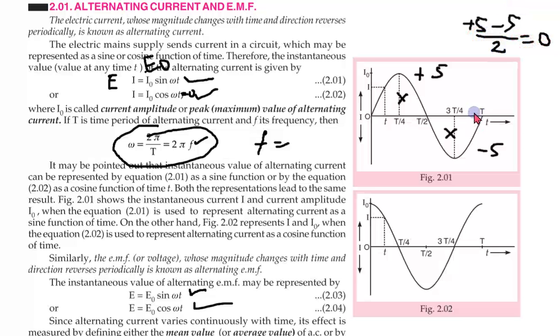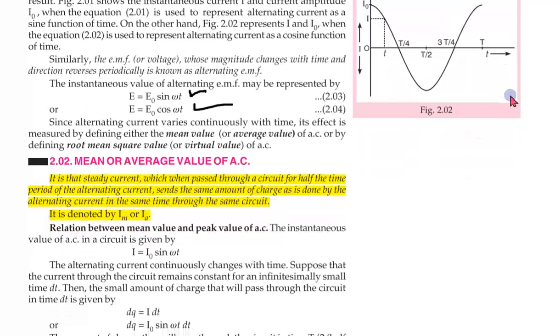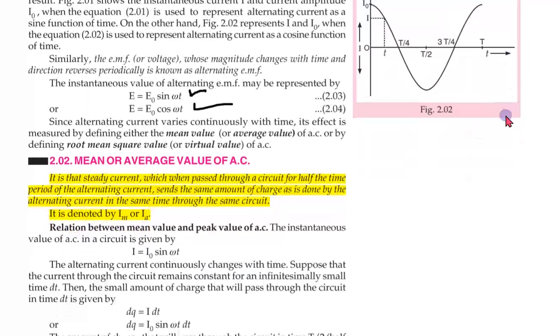This implies that when we try to find the mean value of AC, we cannot use the general formula for finding average value. So therefore we will adopt another method or definition. We need another definition to find the average value of AC.